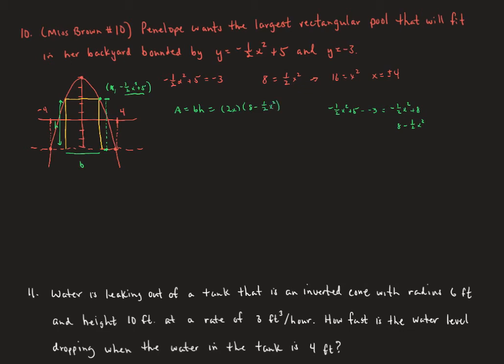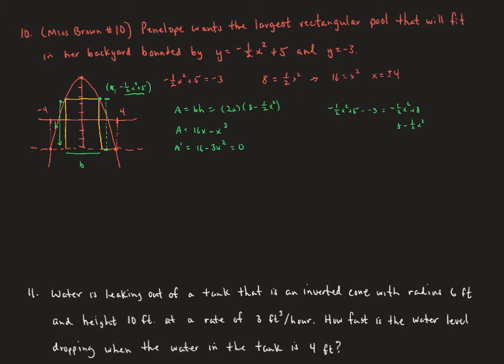Okay, well, I think we want to distribute that 2x before we take our derivative. So that's going to be 16x minus, and then the 2 and the 1/2 will cancel, and we'll get an x cubed. Remember, we're looking for the maximum area, the dimensions of the pool that will have the maximum area. So we need the derivative of the area. That's going to be 16 minus 3x squared. We want to set that equal to 0 to find the critical points.